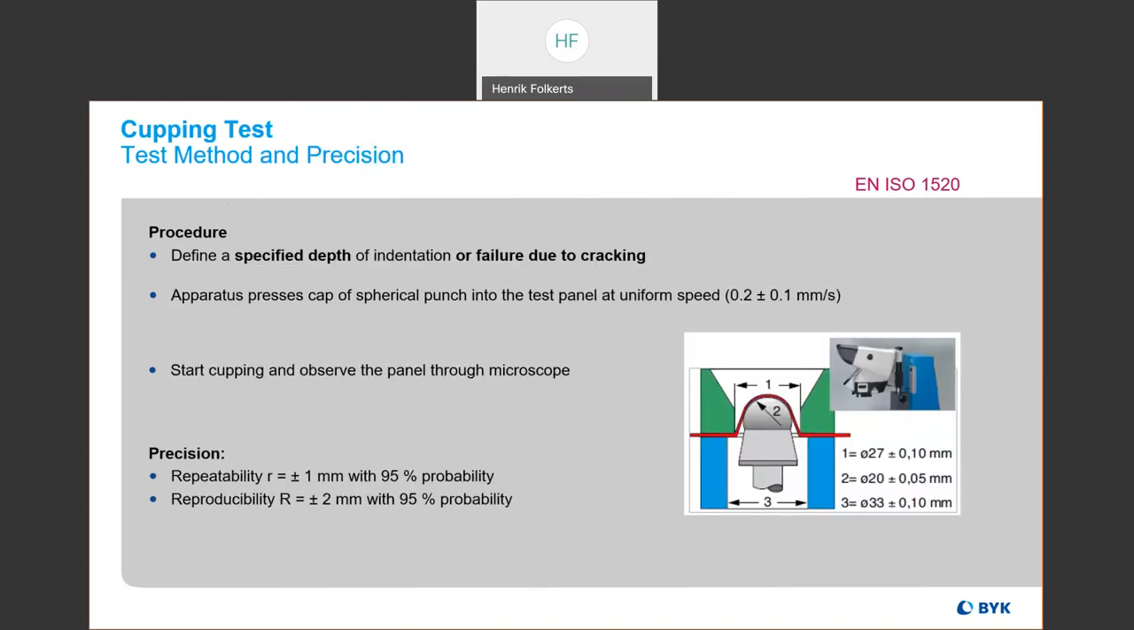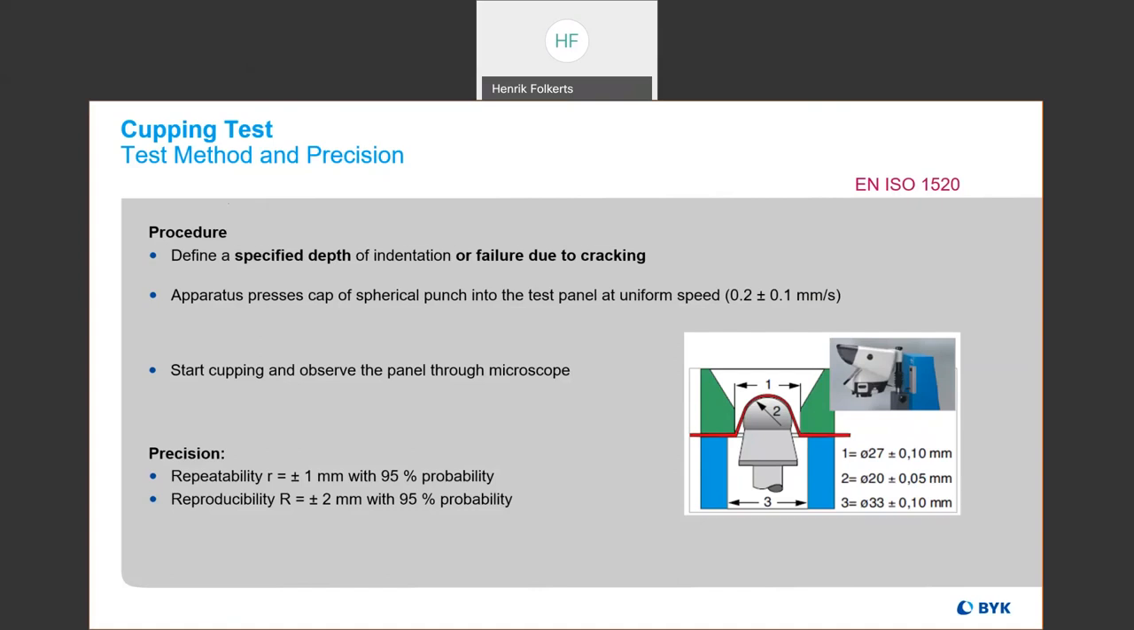This slide explains the procedure, how to perform the test. Either you define a specified depth of indentation, meaning how many millimeters this punch should go into your surface, or you can define the failure due to cracking. The latter is more related to a production specification, which means that the coating should withstand this amount of indentation depth. The apparatus presses a cap of spherical punch into the test panel at a uniform speed. As you can see, it is very slow, only 0.2 millimeters per second.